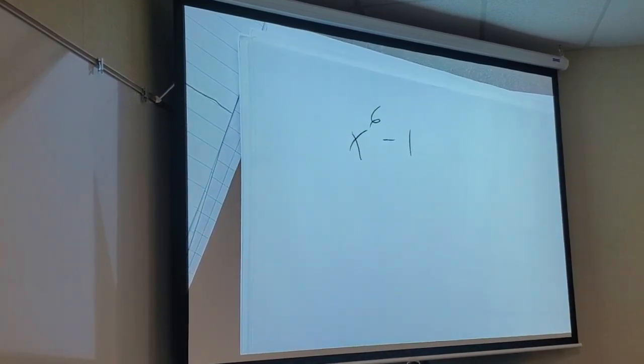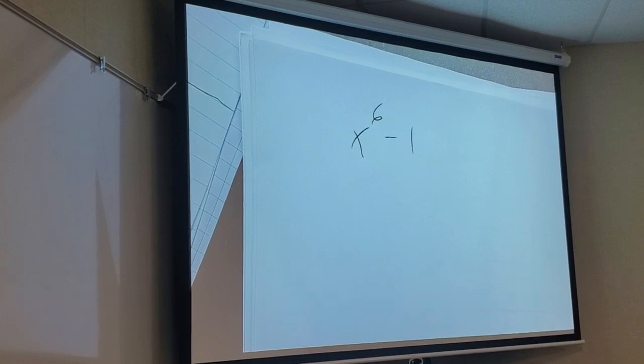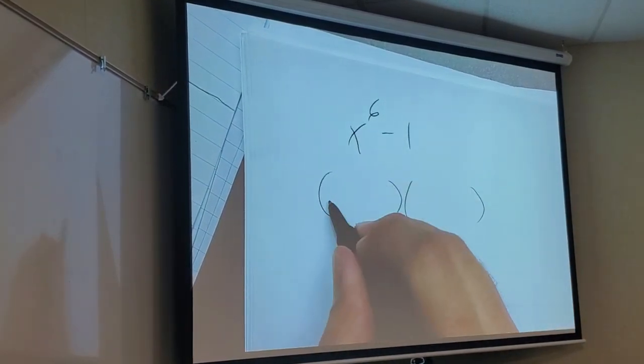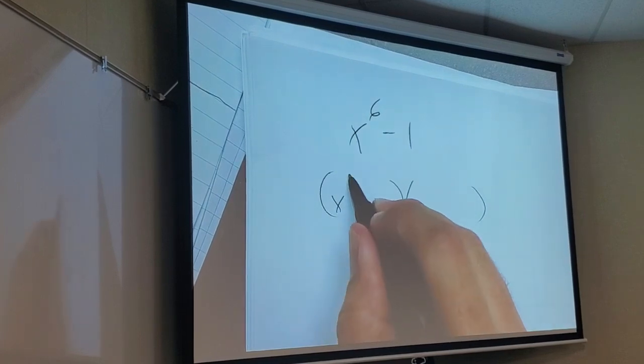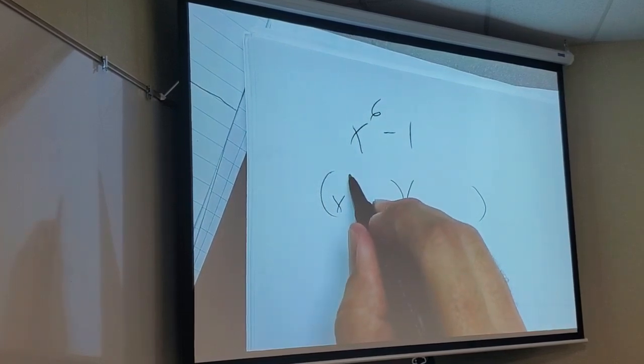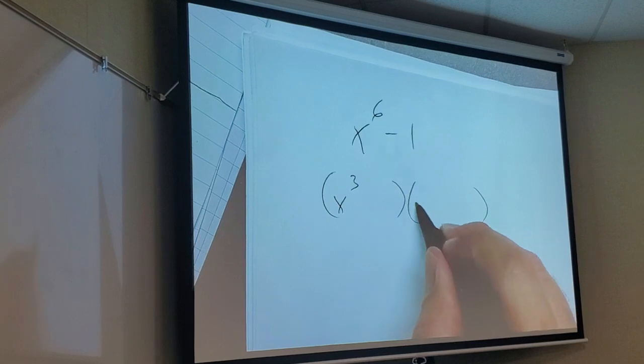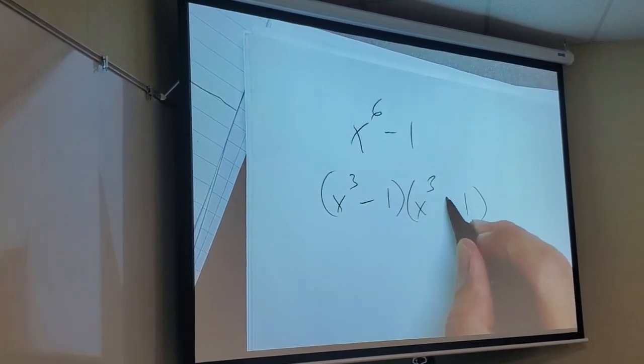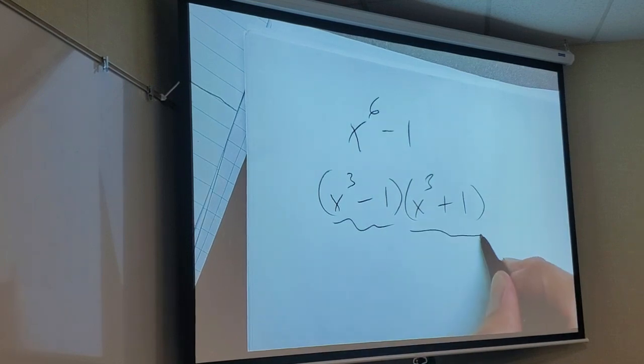In general, if you have a problem that you could do either cubes or squares, you do the squares first. And I'll show you why real quick. If I do the squares first, cut everything in half, what do you get? X cubed. And of course, then you're going to get minus 1. No, plus 1. And what are both of these?